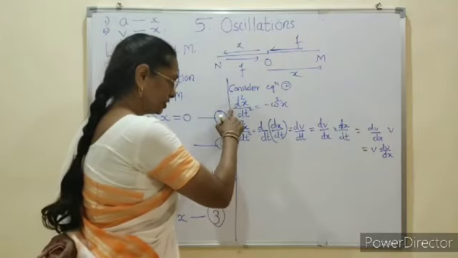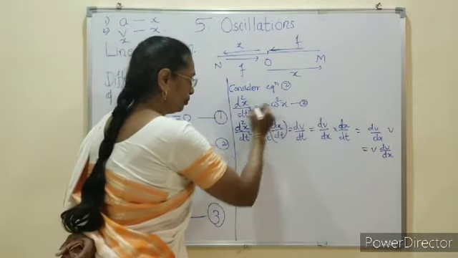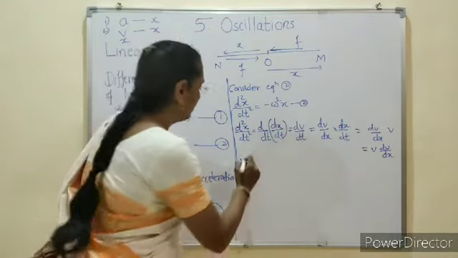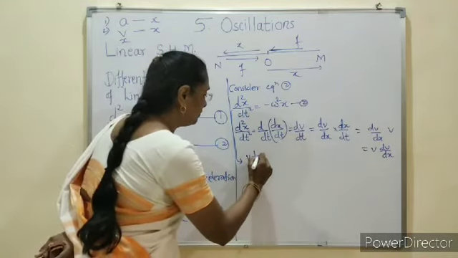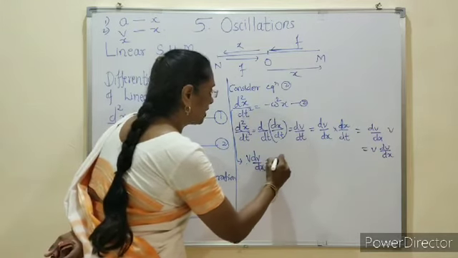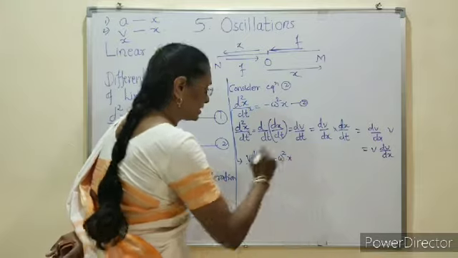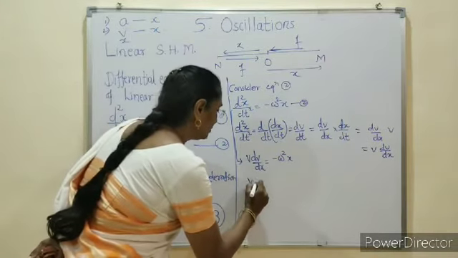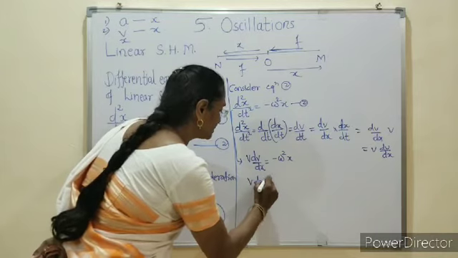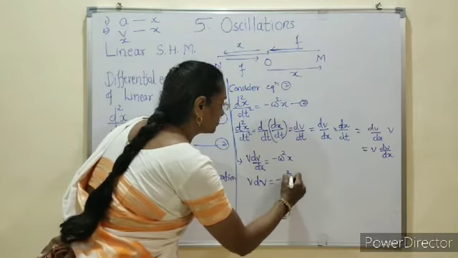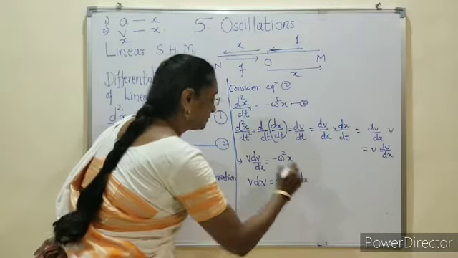Now in equation 2 we substitute that adjusted part. We get v dv by dx is equal to minus omega square x. Adjusting the variables, we get v dv is equal to minus omega square x dx.